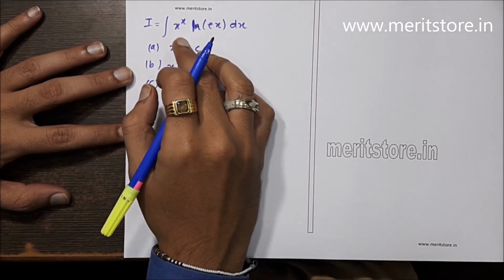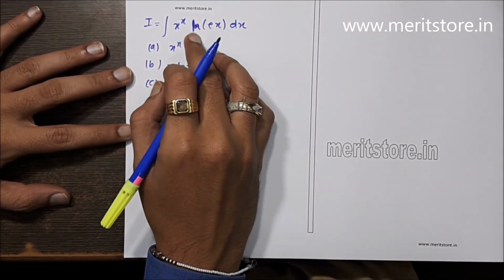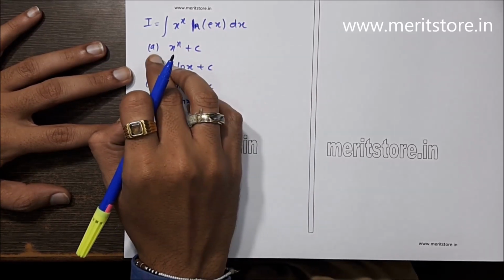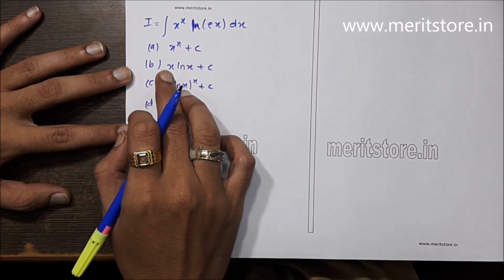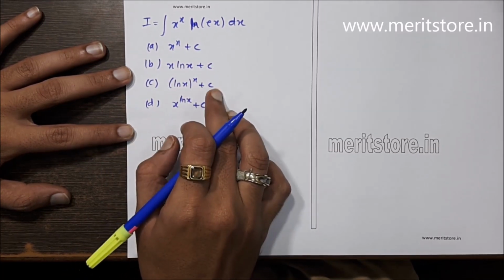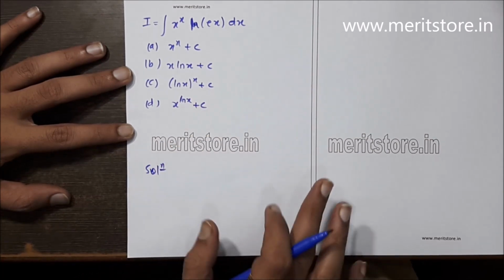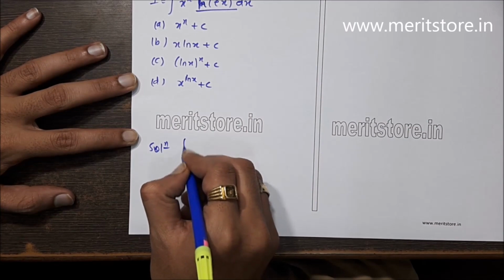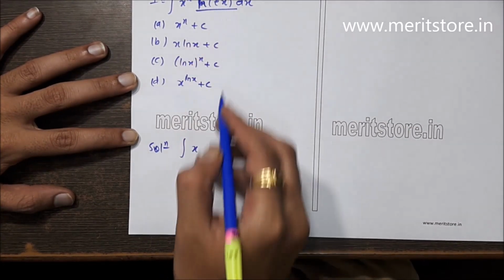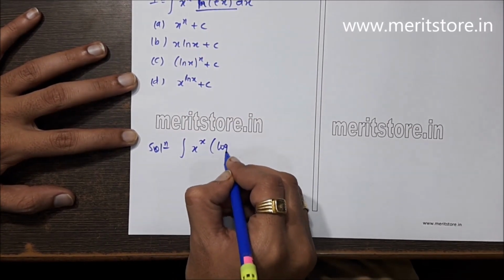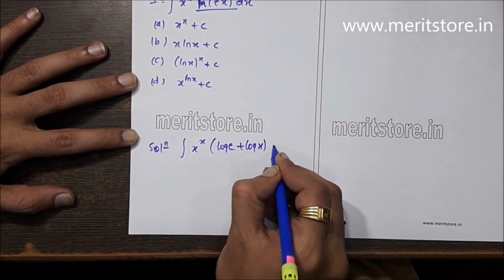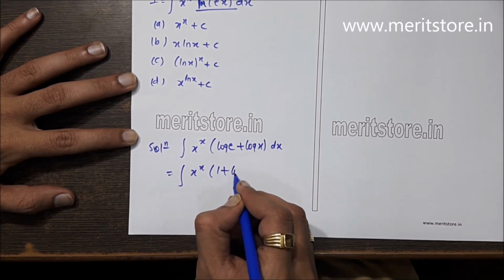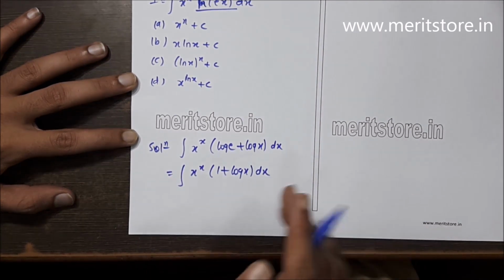Integral of x raised to x log of ex to the base e, that is natural log of ex. Our options are x raised to x plus c, x log x plus c, log x raised to x plus c, and x raised to log x plus c. What we do is, at the first step, I'm simplifying this term of log of ex. X raised to x (log e plus log x) dx. Log e is 1, so we get it as (1 plus log x) dx.